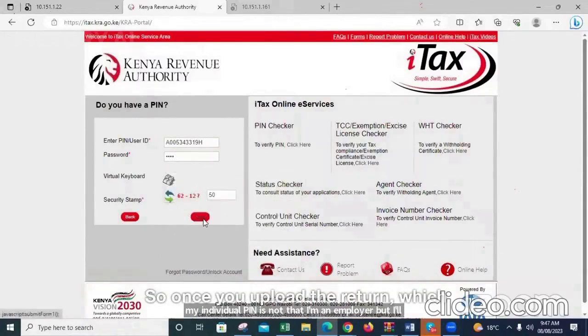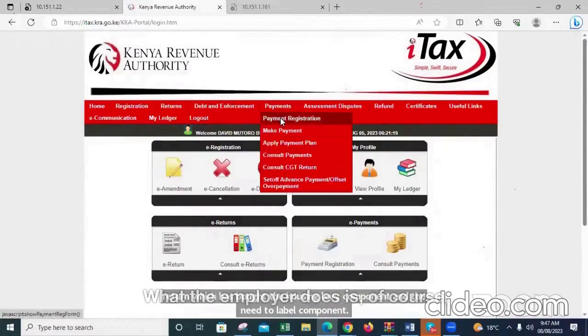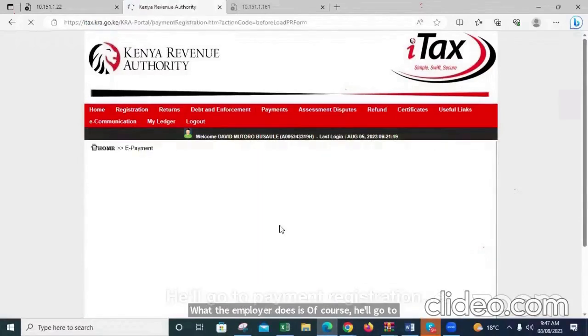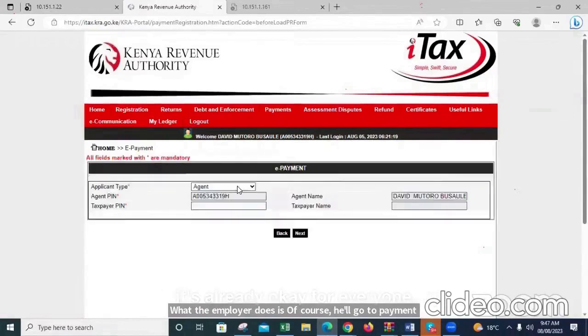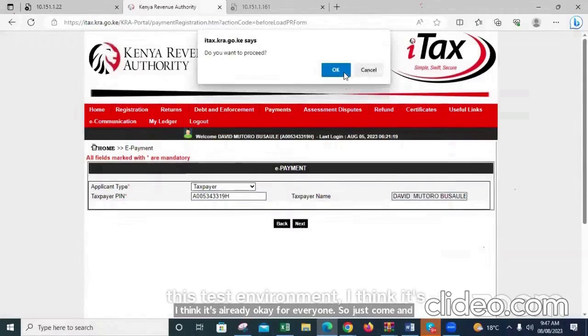Once you upload the return, which is the unified payroll return with both the housing levy component and the NITA levy component, the employer of course goes to payment registration. How you generate the payment slip for PAYE, I think it's already okay for everyone. So you'll just come and select for this test environment.